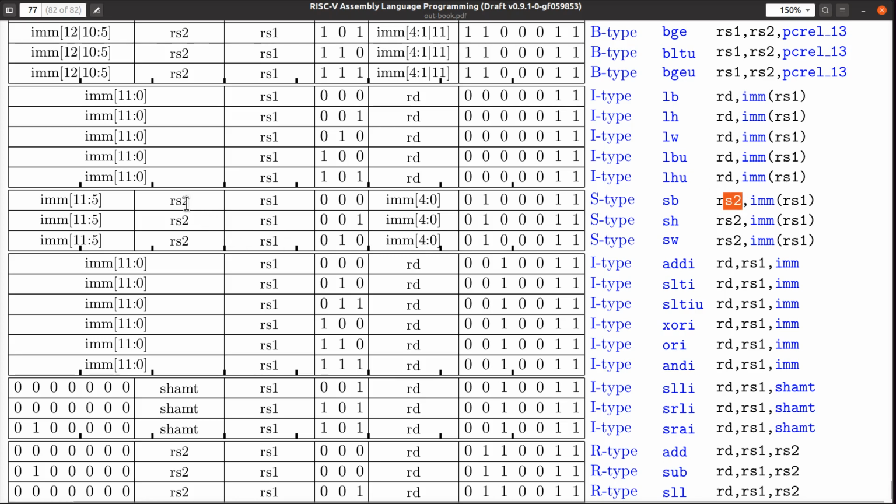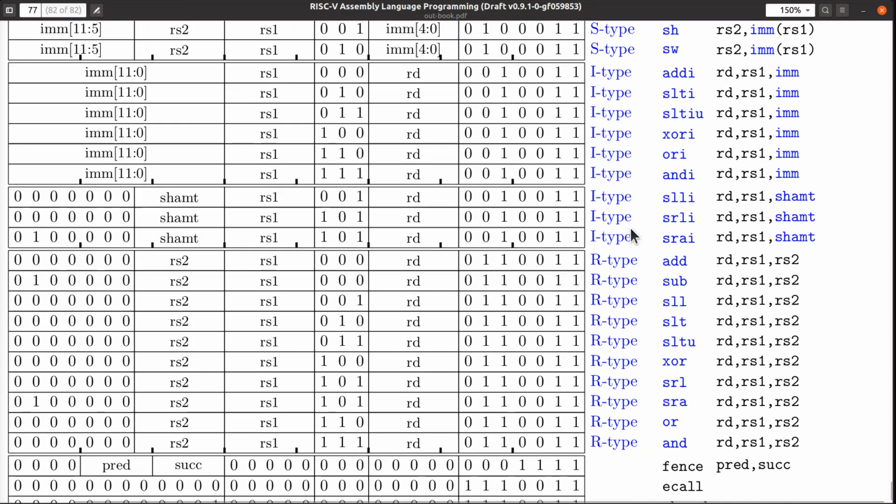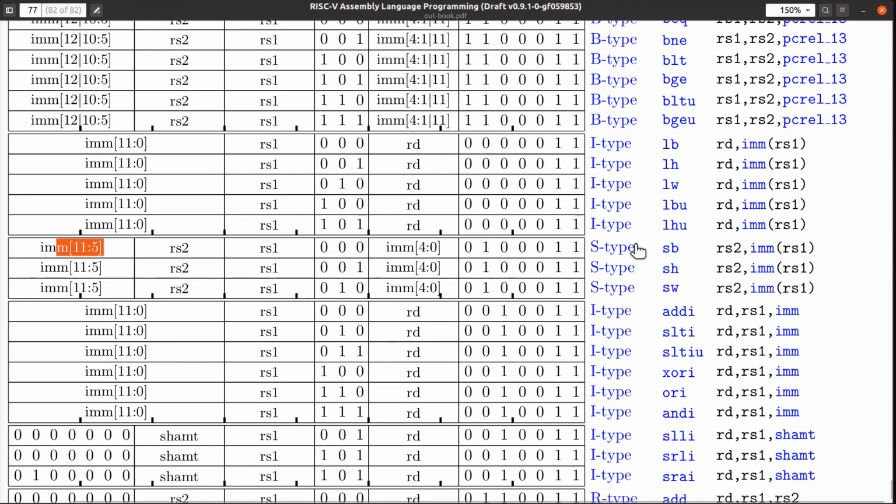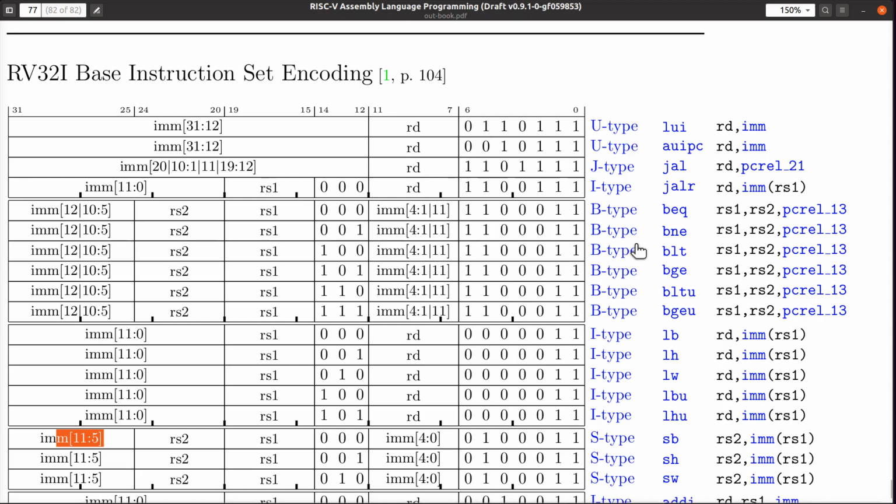RS2 is easy. You just grab it out of here. RS1 is easy. You grab it out of here. Again, X something. And the IMM value is just the decimal value of this signed value that you've extracted and shifted and sign extended out of here. Done. So that covers us all the way up to here, right? We got all the R's, the I's, the S's, and that leaves us with the tough ones, the B's and the J's. Let's look at the B-type instructions.